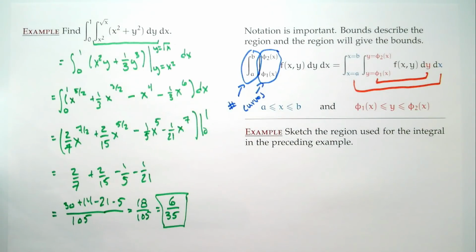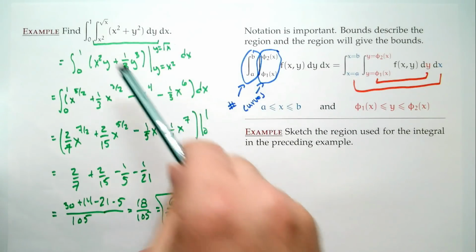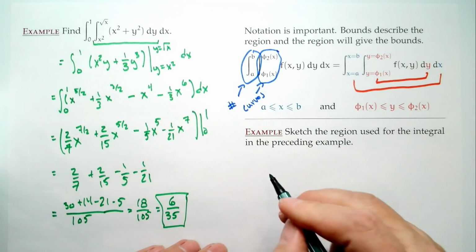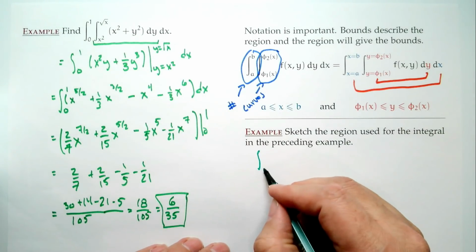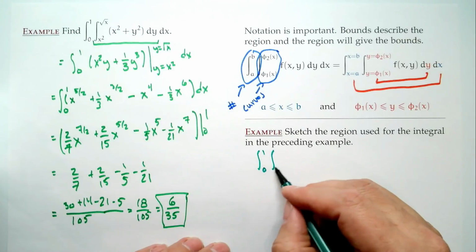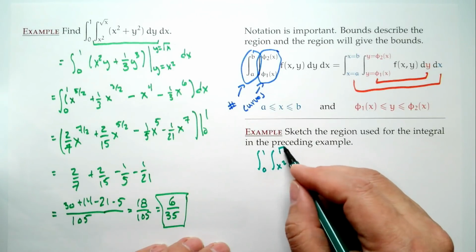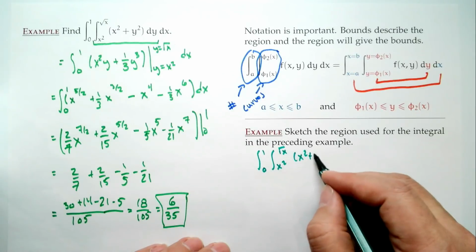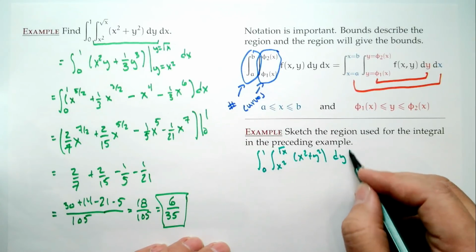All right. Well, let's take that and actually try it. Because one of the things is we haven't drawn a picture. Where is this integrating over? Can we figure that out? So let's figure that out. The integral from 0 to 1, the integral from x squared to square root of x, dy dx.